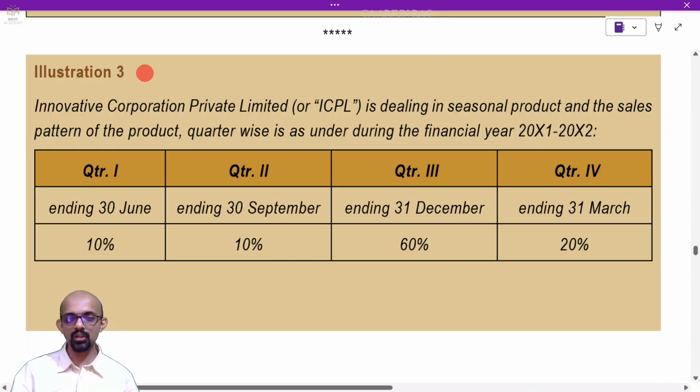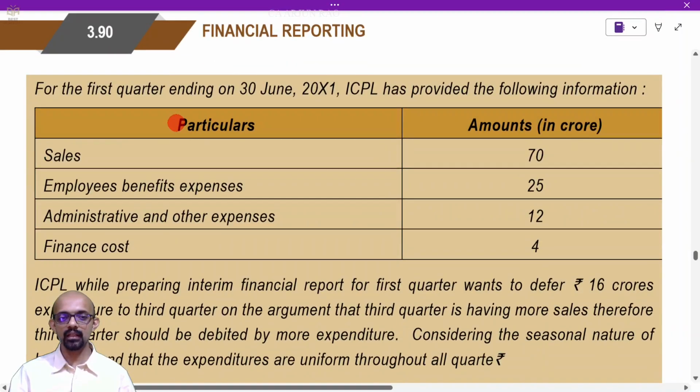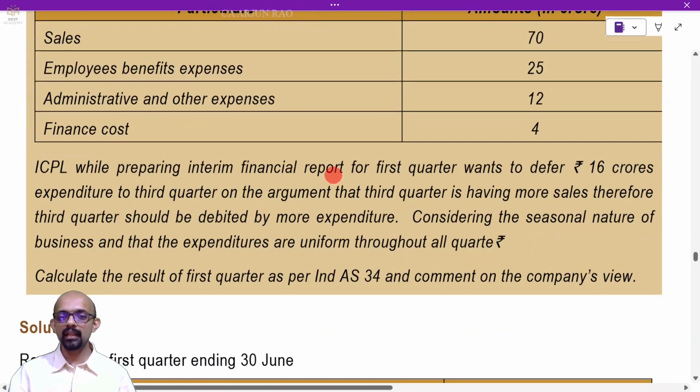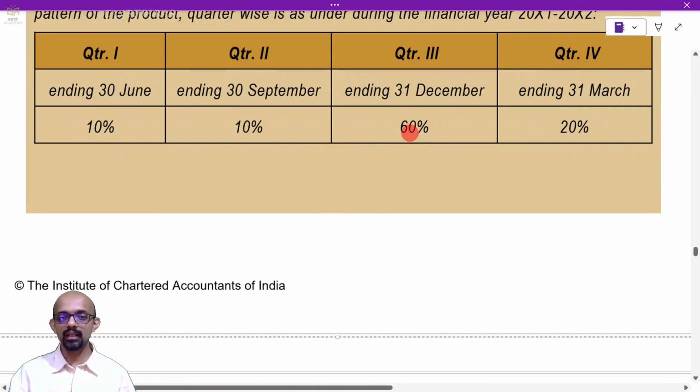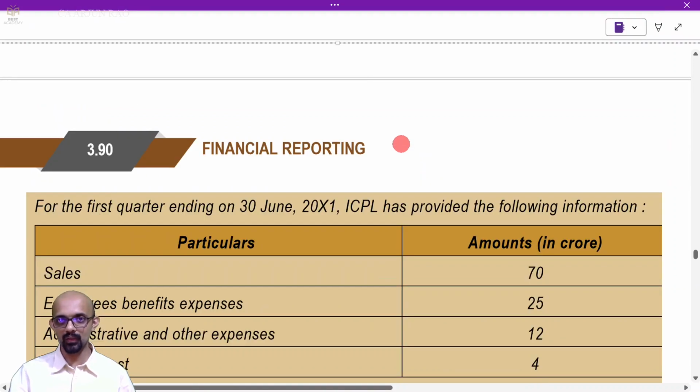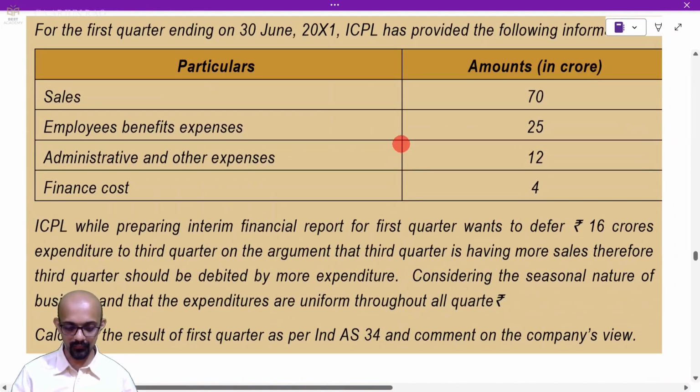So, this principle is also tested in illustrations 3 and 5 of the study material. So, in illustration 3, the quarter wise data is given, and they have given us the expense for a particular quarter, and an opinion that they want to defer this expense of 16 crores because a later quarter has more sales. So, this is given for the first quarter, and the third quarter sales is higher. So, they want to defer the expense to the third quarter. Is that allowed? No, that is not allowed. They have to recognize it in that quarter itself.